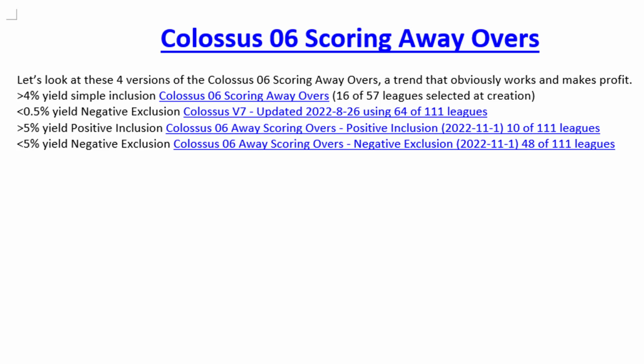My personal gut feeling was that the negative exclusion one would be the winner, because I just thought 10 leagues is just too few. There's a chance I'm data mining there. But let's have a look at what the results were.